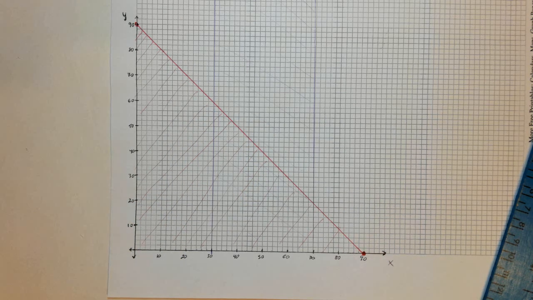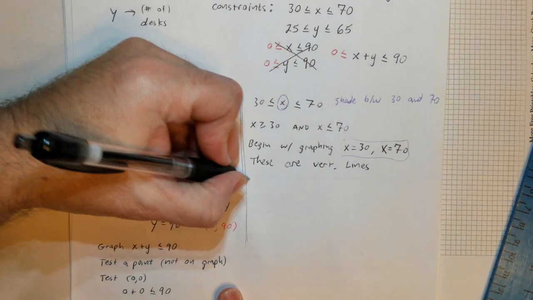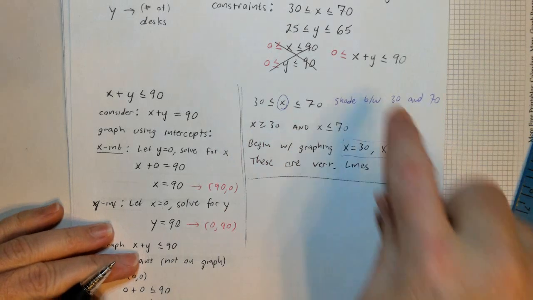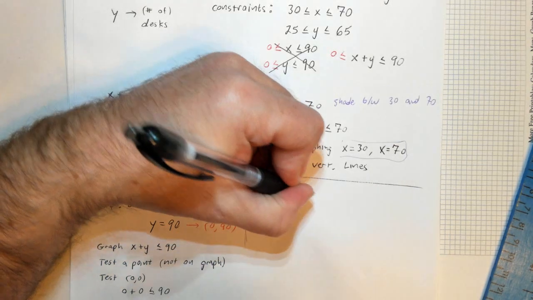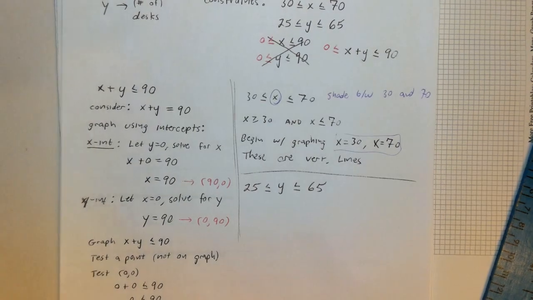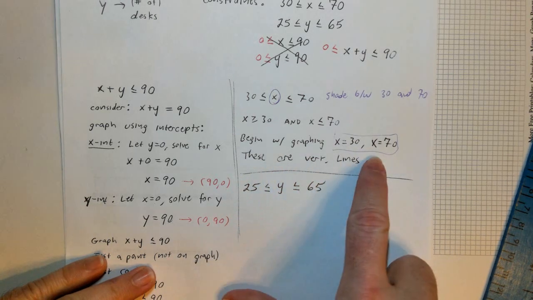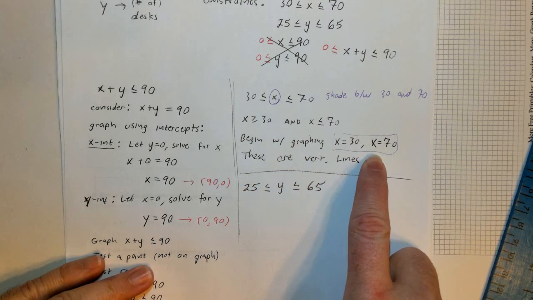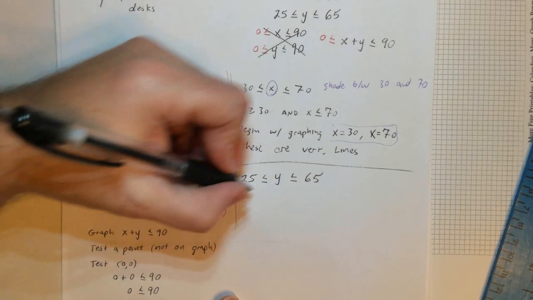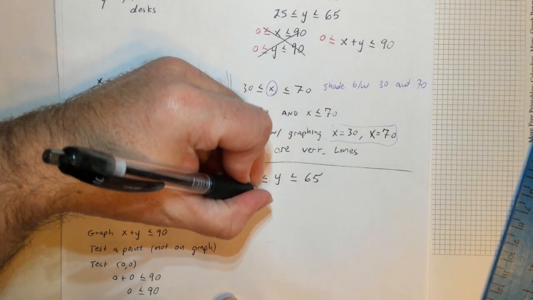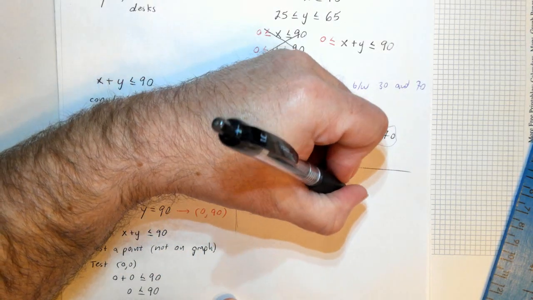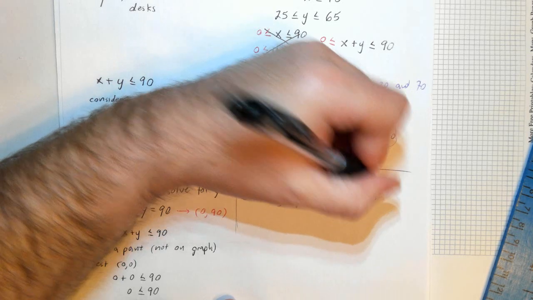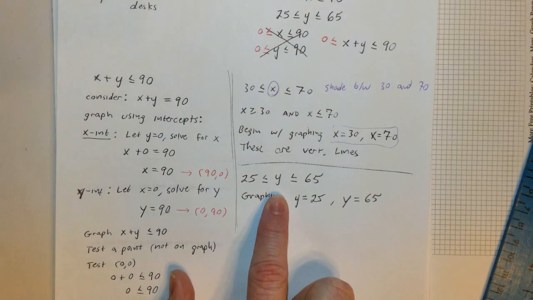Okay. All right, now let's look at the constraints on y. So 25 is less than or equal to y is less than or equal to 65. We're going to play the same game. We're going to first think about the equation. Okay? We're going to begin with graphing the two equations, y equals 25 and y is 65. And then, since y lives right there, you're going to shade between them.